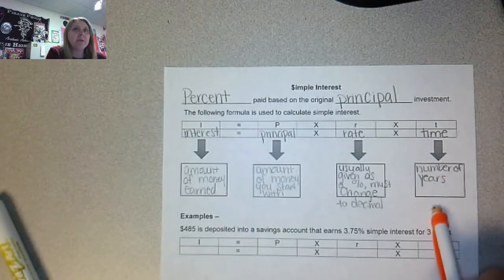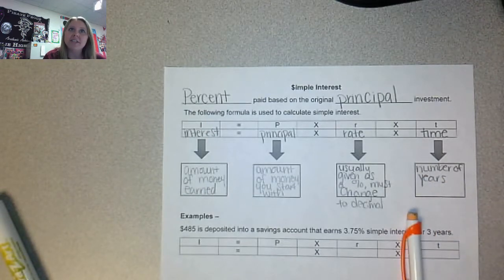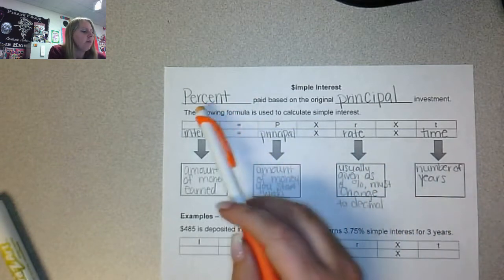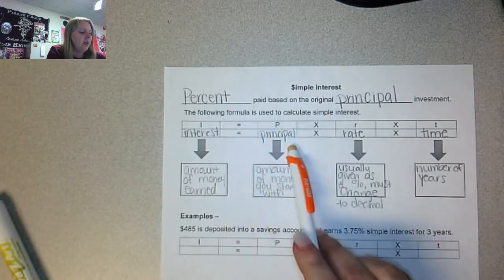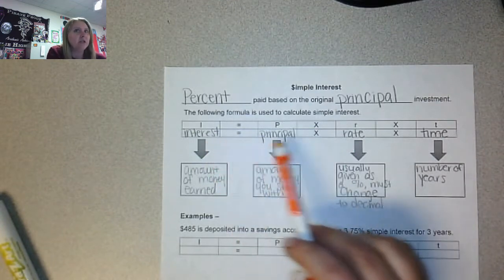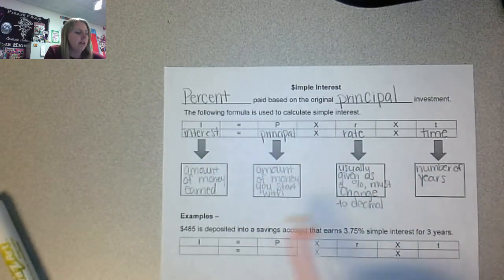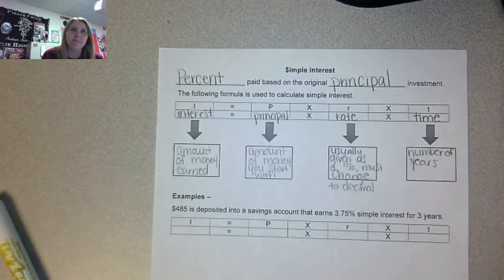So the first thing I want you to do, if you have not done so already, is click pause on this video, and then make sure that you have the definition of simple interest. You have the definition of each one of our variables. So we have interest, principal, rate, and time. And make sure you have these definitions put in. So that's the first thing you're going to do.